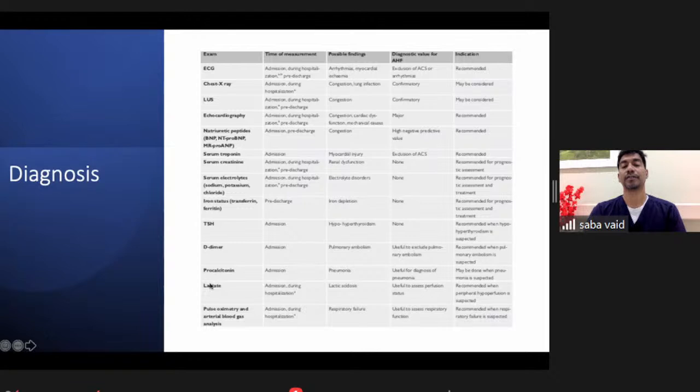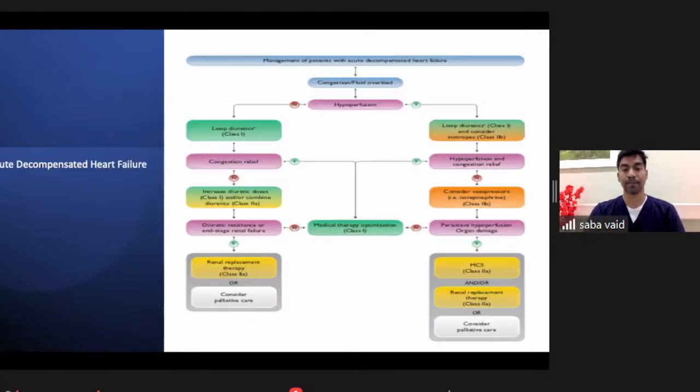Procalcitonin, you know, sepsis is a very close mimicker of heart failure. So you would want to know whether there are any markers of sepsis. Lactates give you an idea about the end-organ perfusion. So all these tests are targeted towards one thing, whether it is a cause or the effect. Now, based on the history, clinical examination, and investigations, you qualify these patients in one of the four categories.